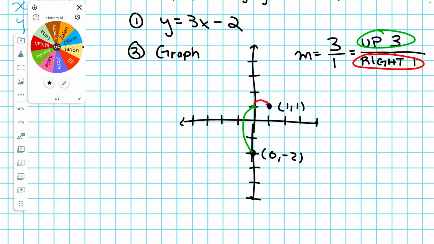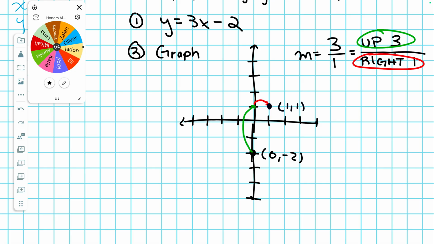What is another way of getting a value of 3? I could do this: this represents positive 3 over positive 1. What is another way I could get there? I want to hear from somebody else. What is another way we could represent plus 3 over plus 1 to get 3? What's another way of doing it? Negative 3 over negative 1.